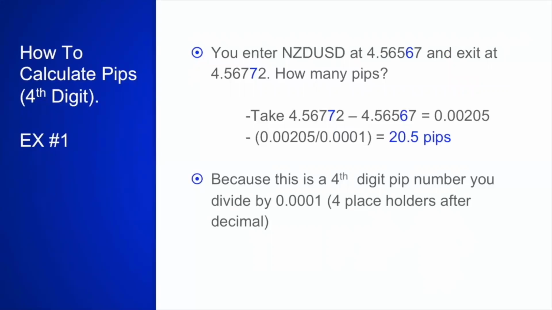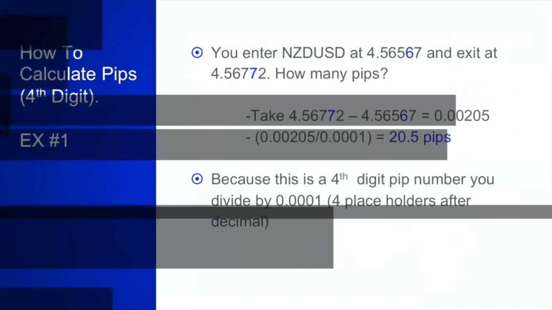Now, one way that you can find out how many pips was in this situation is you subtract them, and then you can divide by 0.0001. It is going to equal 20.5 pips. Why did you want to divide by 0.0001? Because remember, the pip is the fourth digit after the decimal place. So if you divide by that decimal, you're going to get 20.5.